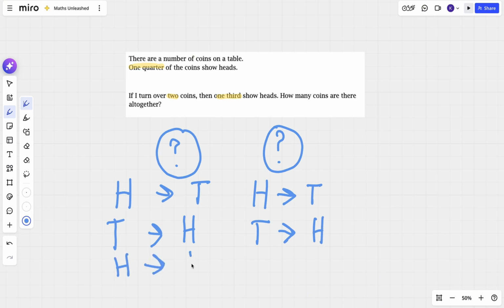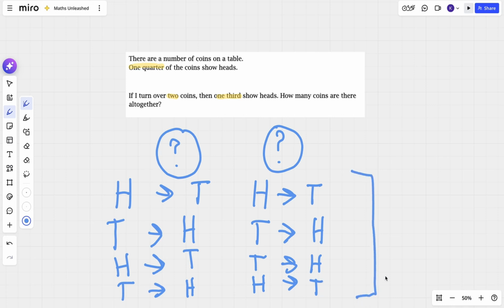Or a head flipped into a tail, and a tail flipped into a head. Finally, a tail flipped into a head, and a head flipped into a tail. So these are all the possibilities for the coins. But which one actually works?